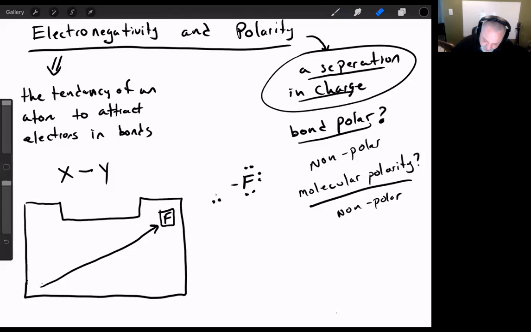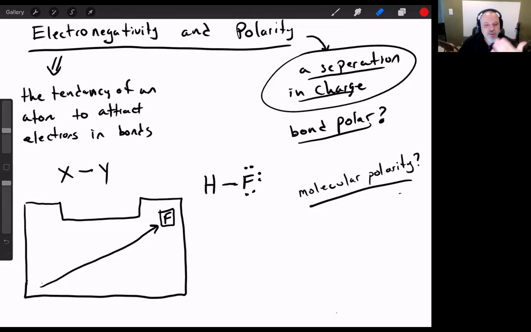What if I change one of these atoms, though? Is the bond polar now? Yeah, it is polar now. Fluorine is more electronegative than hydrogen. Hydrogen is over on this side for this purpose.